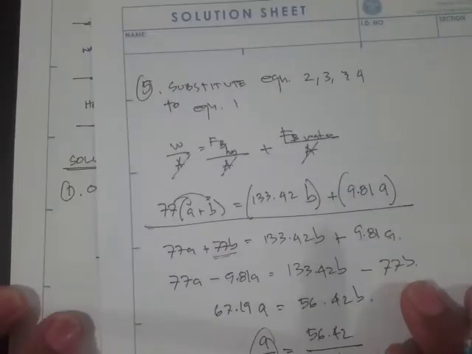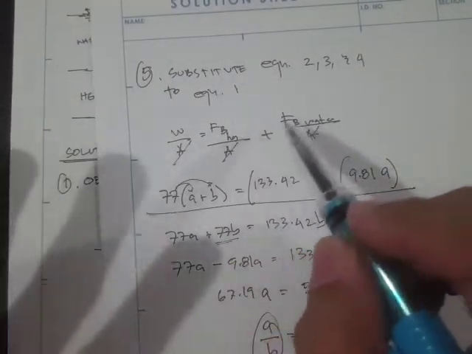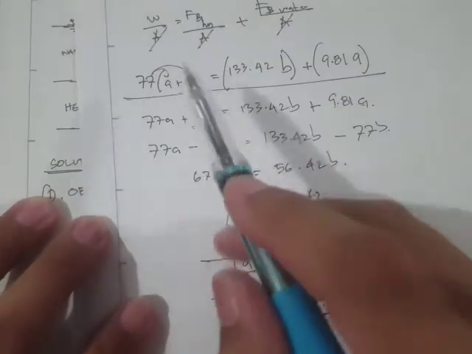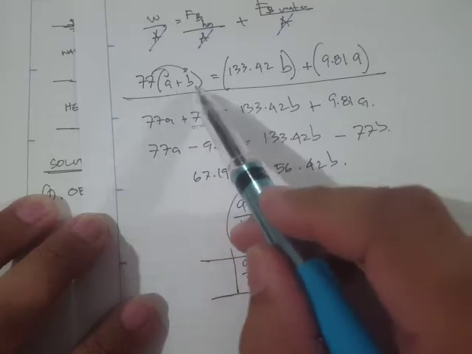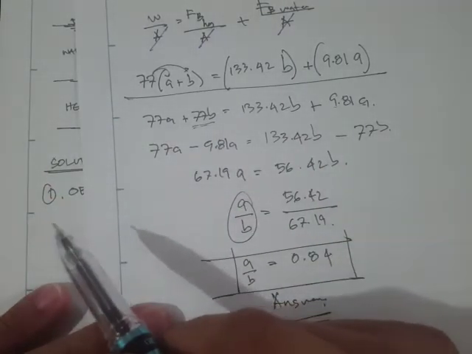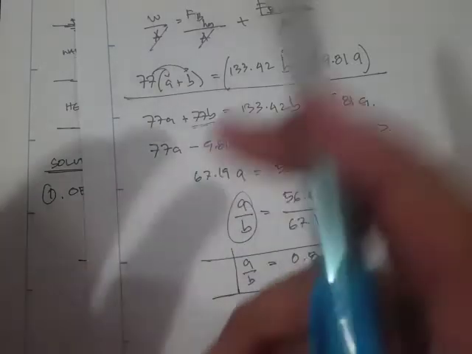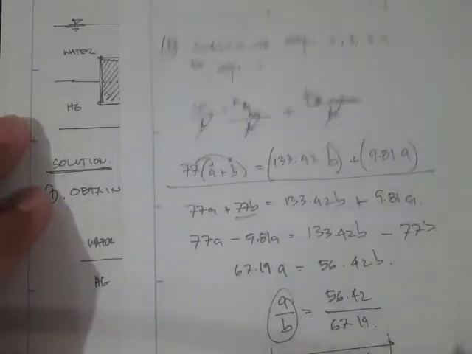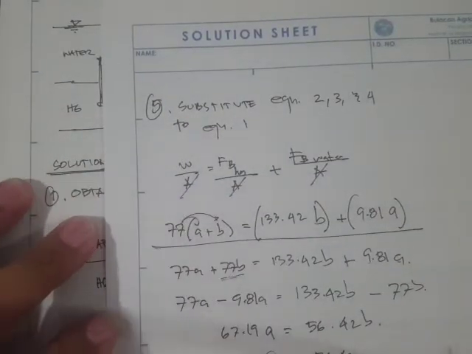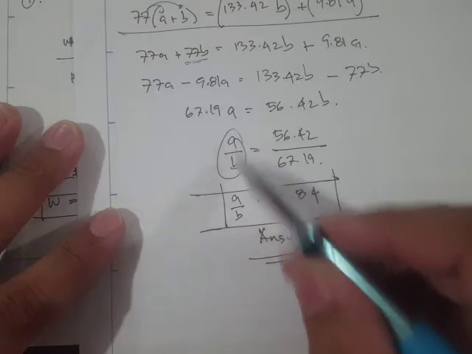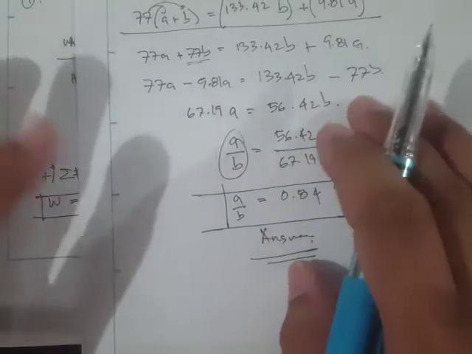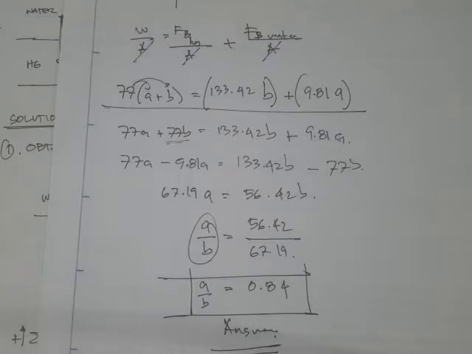The last step that we did is to substitute all the values of the weight and the buoyant forces in our equation number 1. Since we have two unknowns here, A and B, we should need two equations to solve for the value of A or B. However, the problem only asks us to find the ratio, so that's going to be A over B. We substitute all the values and do the math, and we obtain a value of 0.84.